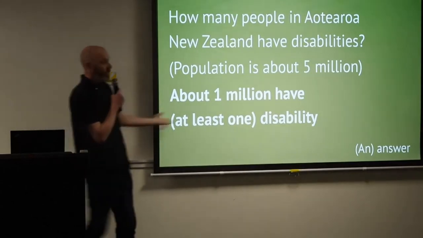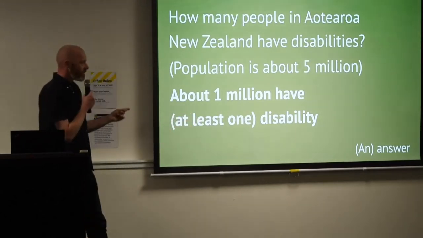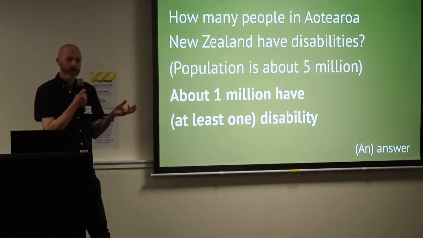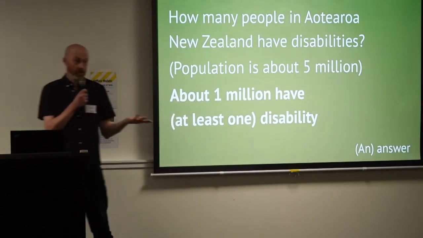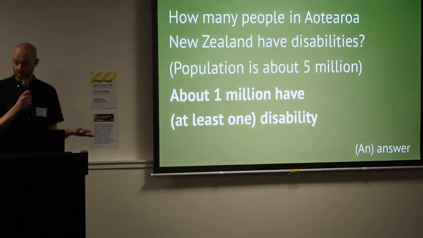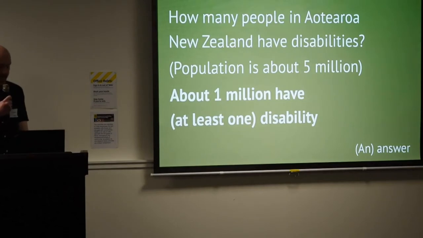And again, at least one. I think the stat that they had was about half. So about half of these people have two or more disabilities. That's quite a thing. Darren reckons it's a thing.